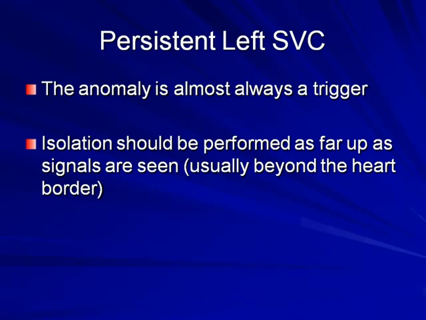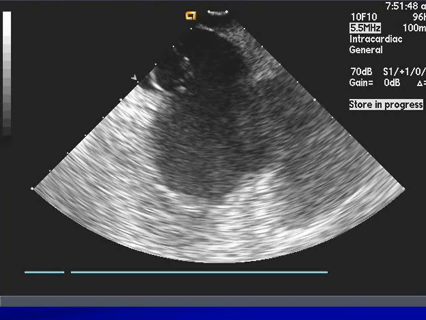So with persistent left SVC, the anomaly is almost always at least a trigger, though it may not be the trigger in patients, and isolation should be performed. You usually have to go all the way up to where you stop seeing signals, which is oftentimes even beyond the cardiac silhouette, to ensure durable isolation for patients.